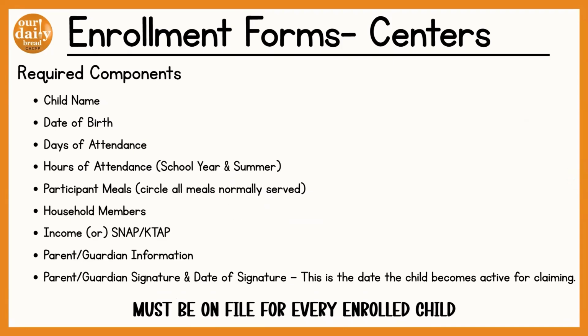And then enrollment forms for centers, we're looking for the child name, date of birth, again, the days of attendance, what meals they are going to be there for, their household members, their income or SNAP or KTAP information, parent guardian information, and signature and date. Again, this is the date that the child becomes active for claiming.